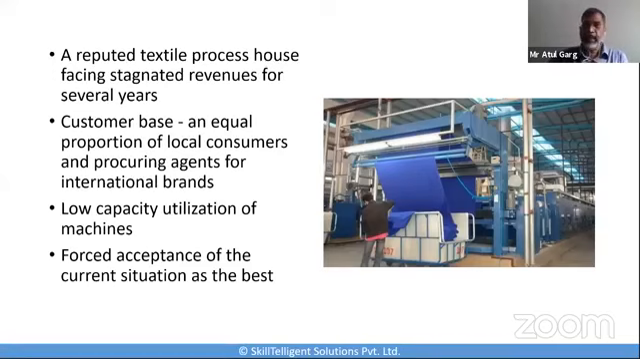What has happened over here, which is the most worrying part, is that this whole process of low capacity utilization and stagnated revenue has been going on for so many years that everyone has taken this as the only possible, or rather the best possible situation, and they've resigned to the fact that this is what happens. There's nothing better which can be done beyond it. Okay, so everyone has kind of accepted it as a current situation being the best.